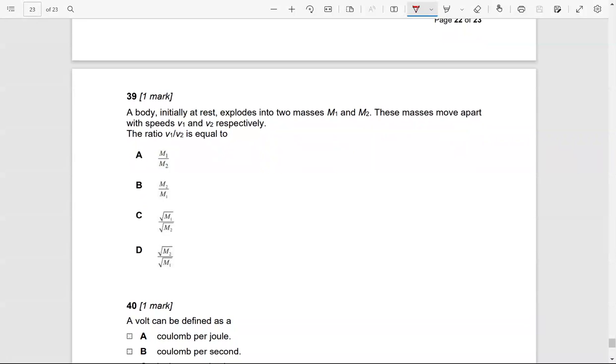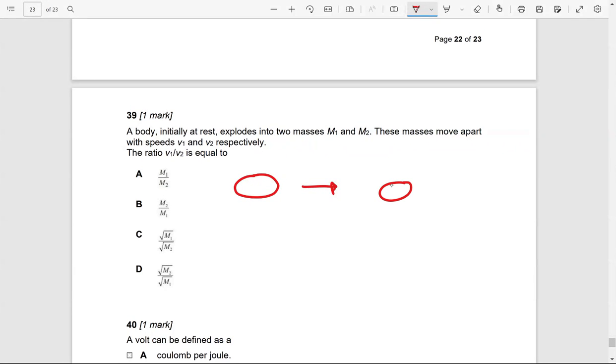Question 39. We've got a body initially at rest, explodes into two masses, m1 and m2. They move apart with speeds v1 and v2. What is the ratio of v1 over v2? So it starts off at rest, and then it explodes, and we have two pieces break away. So this one is M1, this one is M2, V1 and V2.